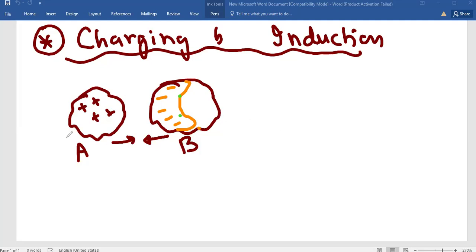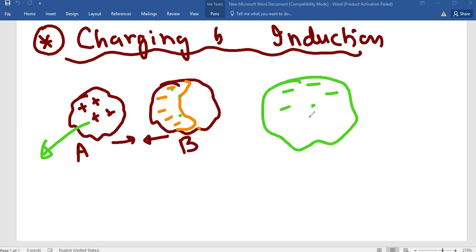Then you remove object A also. Then what will happen? These electrons, which were initially crowded, will separate away from each other due to repulsion, and body B will be a negatively charged body. So you see, when we initially took body B, it was neutral, but at the end of this induction process, body B has become a negatively charged body.